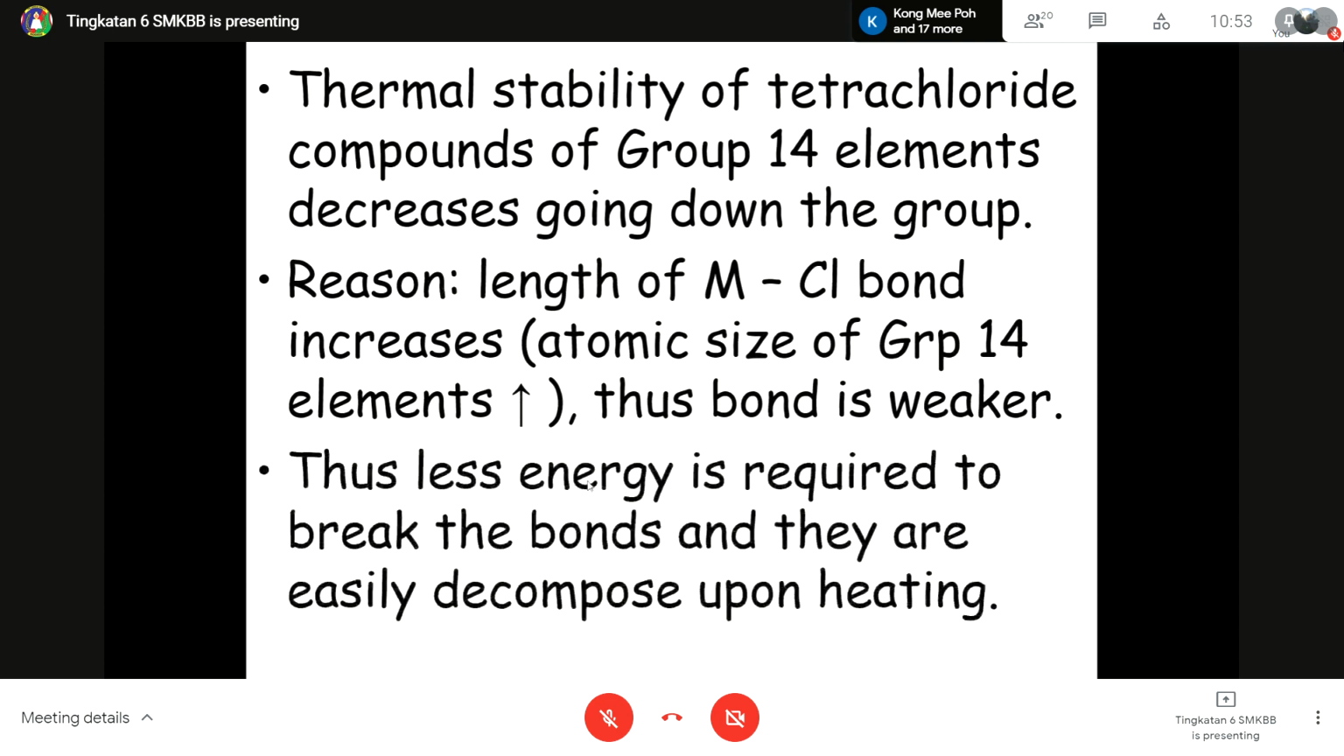Correct? And for this one, please, do not talk about polarizing power. Because polarizing power is only possessed by ions. This one is not an ion, no. M is a neutral atom because they share electrons. They didn't donate or accept, so no such thing as distorted electron cloud. No such thing as polarizing power. Don't use that one. Don't mention it at all when you're talking about group 14, because we are talking about covalent compounds, not ionic compounds.